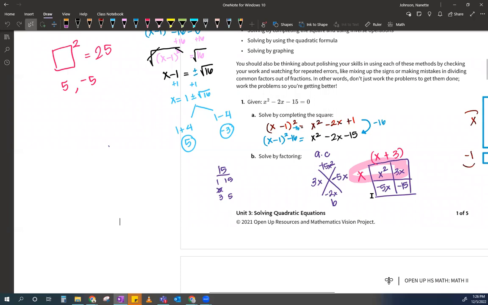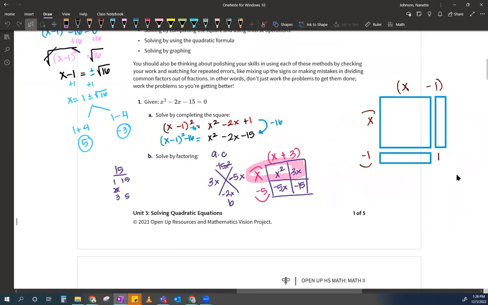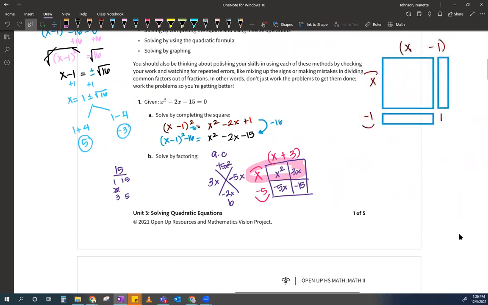x times what gives me negative 5x? Very good, minus 5. So there's my two factors. And then let me just make sure: negative 5 times positive 3, yeah, it's negative 15. Yay, right? So this last little step for us here is just going to be using that zero product property. I'm just going to move this out of my way real quick. Okay, so I'm going to rewrite this and write x plus 3 times x minus 5 equals 0.